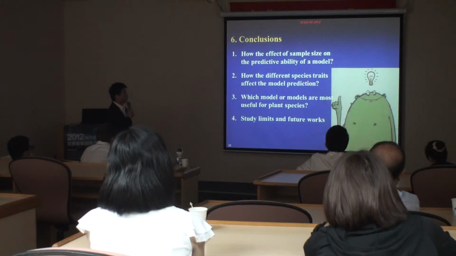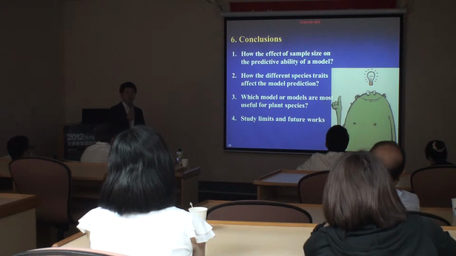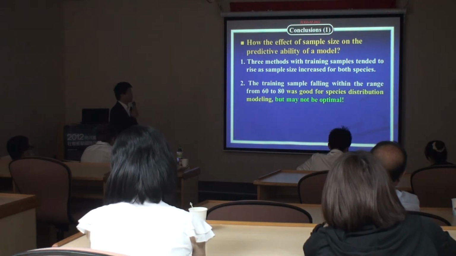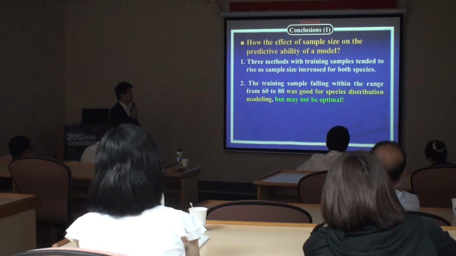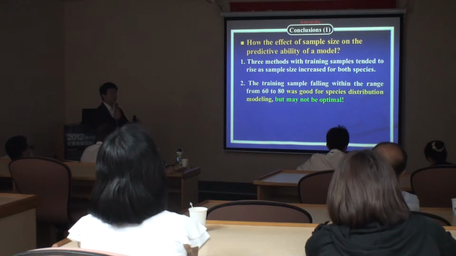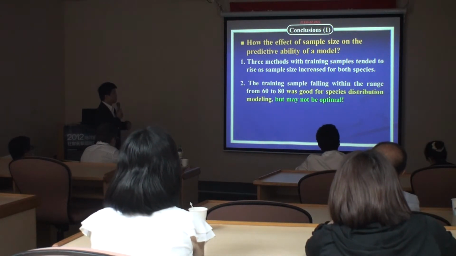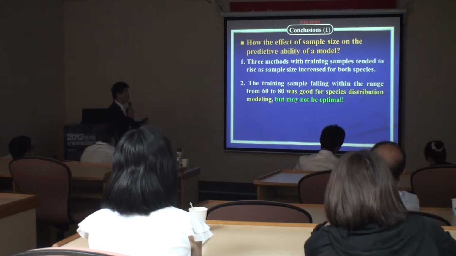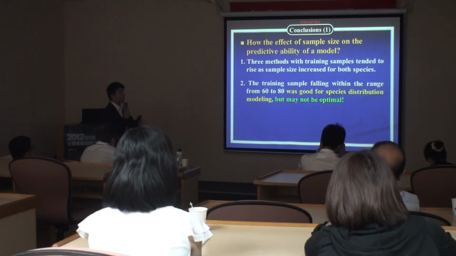And finally, from our study results, I drew some conclusions. The first point: for the three models, with training sample size, we find performance tends to rise as the sample size increases for both species. And the training sample size in the range from 16 to 18 is the best but may not be optimal.